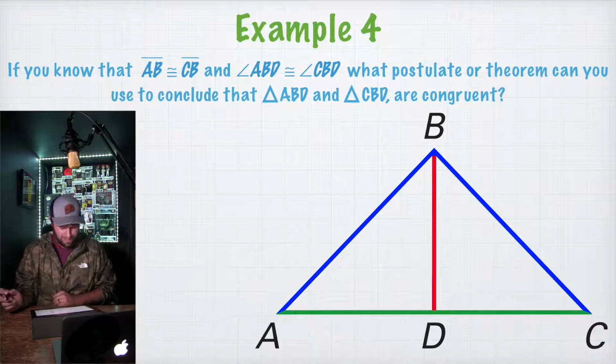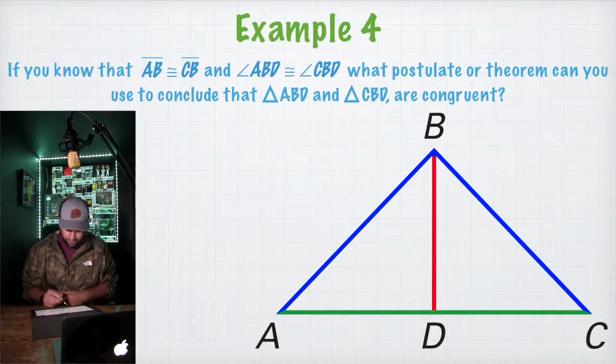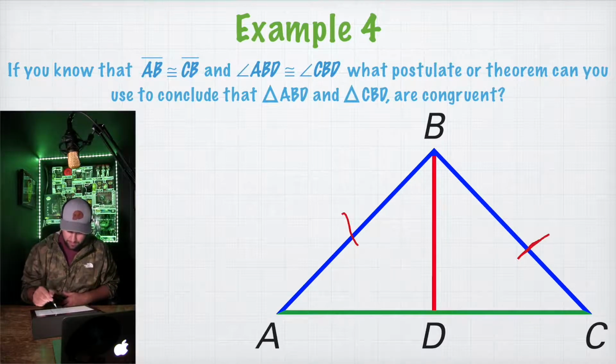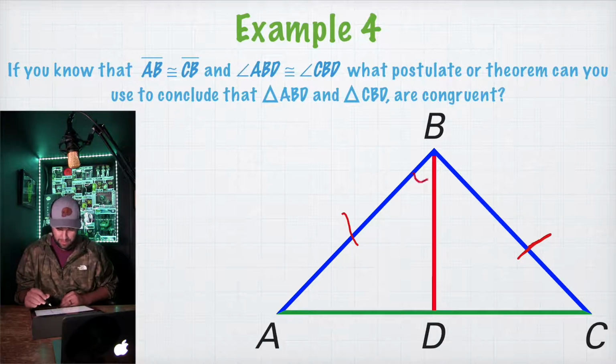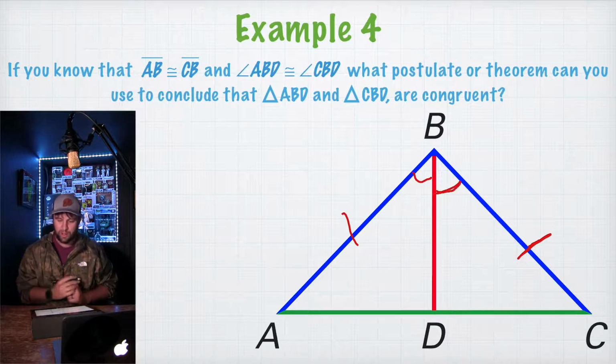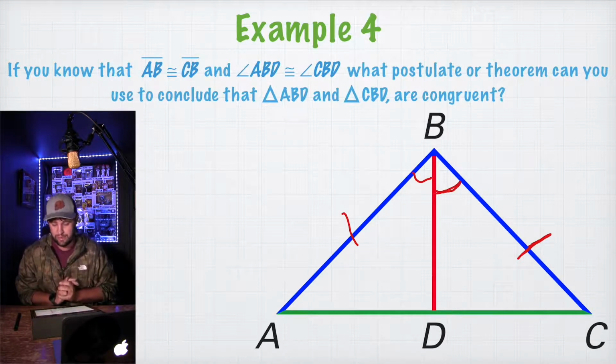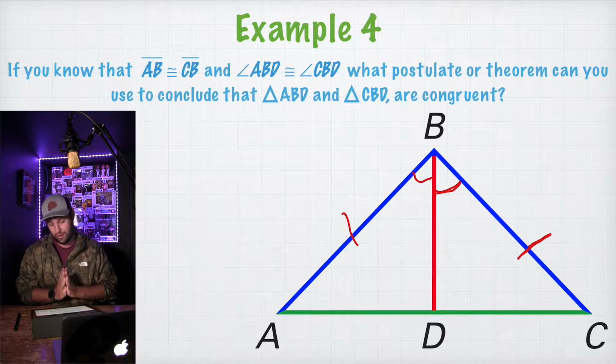Example 4. If you know that line AB is congruent to CB, and angle ABD is congruent to angle CBD, what postulate or theorem can you use to conclude that triangle ABD and triangle CBD are congruent?